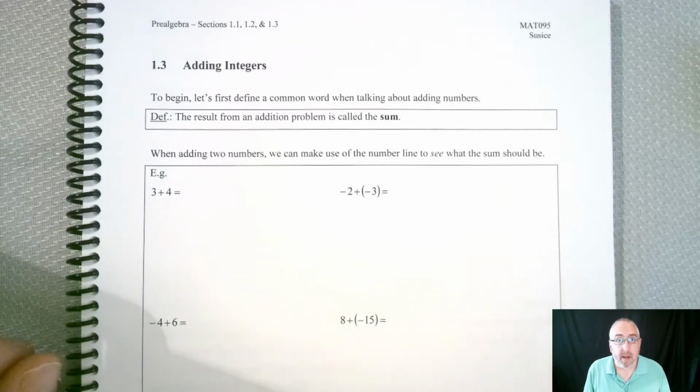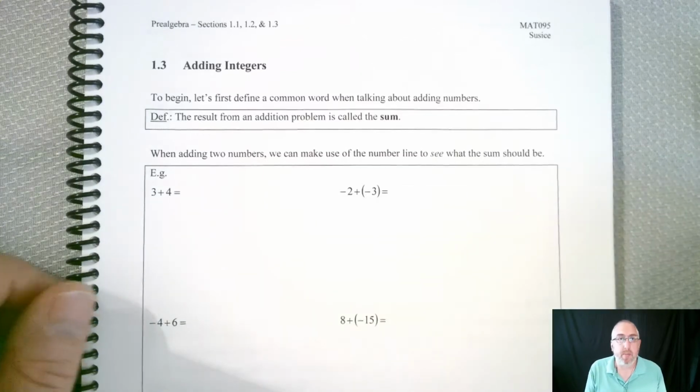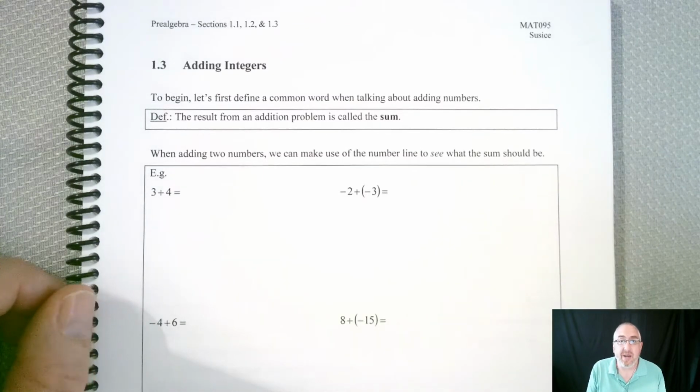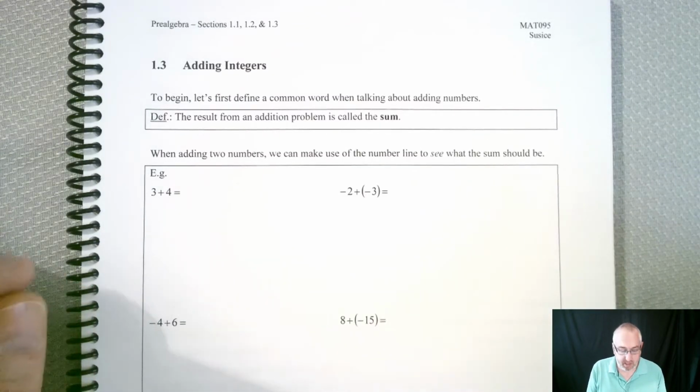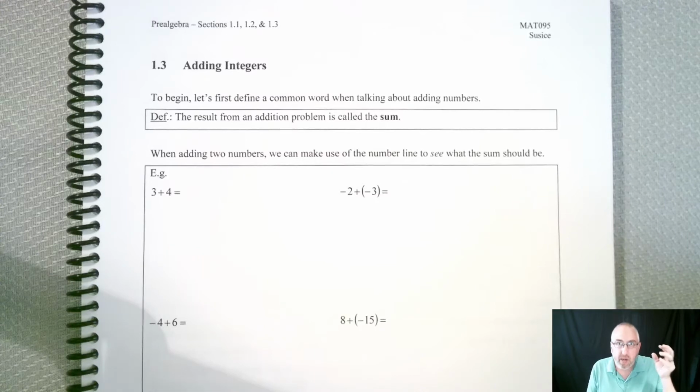All right, welcome back. So now we're going to get into the next section, which is 1.3, adding integers. To begin, let's first define a common word for when we're talking about adding numbers. The result from an addition problem is called the sum. Anytime you see that word sum, you should automatically be thinking in the back of your mind, I'm adding something up. Sum means addition.